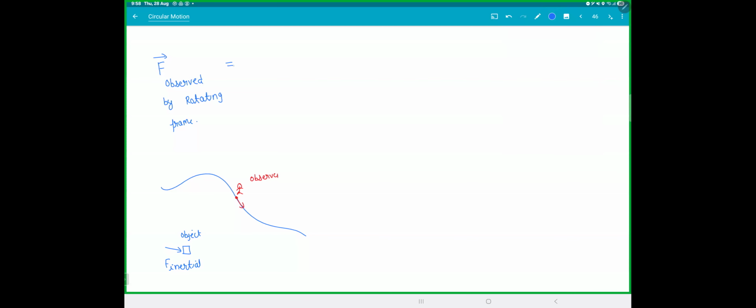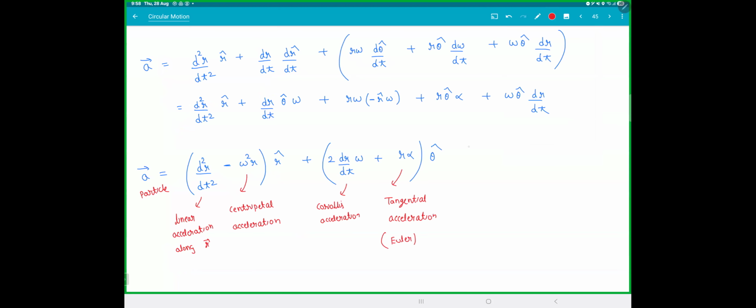So forces observed on the rotating frame will be the inertial forces, meaning the forces acting on the object. Someone must be applying these forces. Then we have to apply the pseudo force, which is mass of the body into acceleration of the observer. Is this making sense? Isn't that the pseudo force? Because when you go and stand on a non-inertial frame, you have to apply a pseudo force. That's what we studied in NLM. So what is the pseudo force? M into A, but unfortunately the A is such a big term.